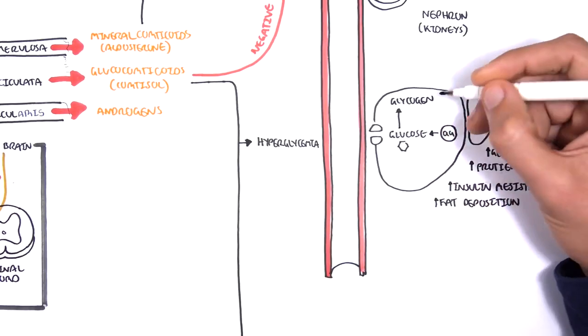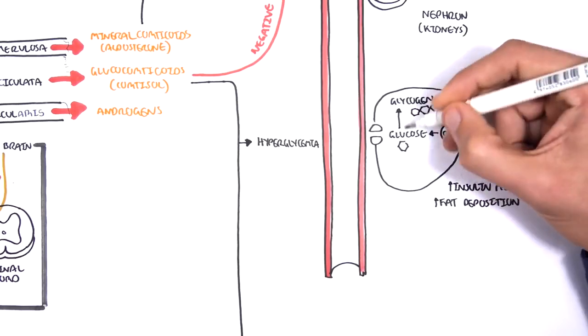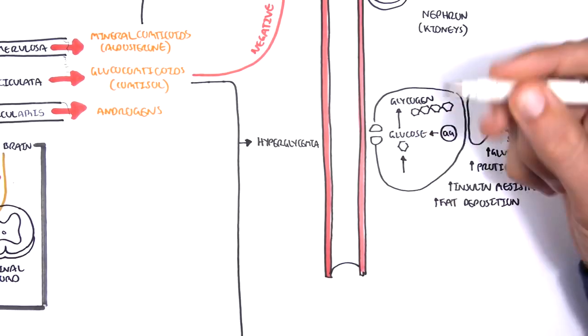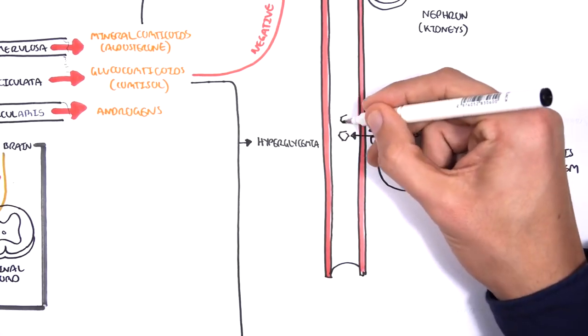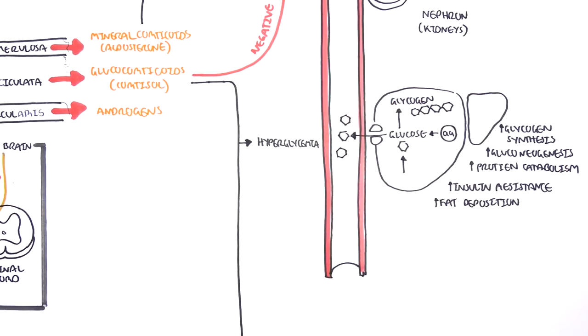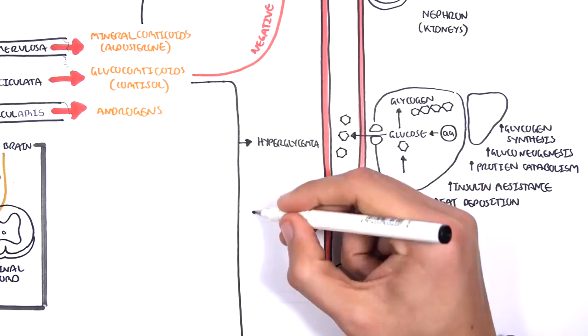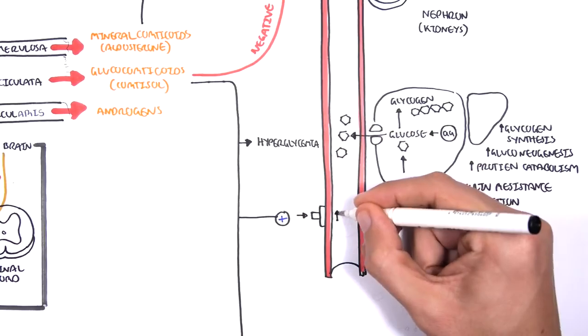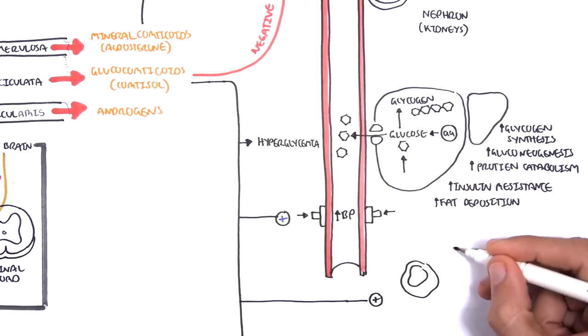All this will either result in too much glucose in the liver, which will eventually be shunted into circulation, or because of the insulin resistance, this will cause the inability of glucose to be taken up by cells, thus leading to hyperglycemia. Glucocorticoids also increase blood pressure and suppress the immune system.